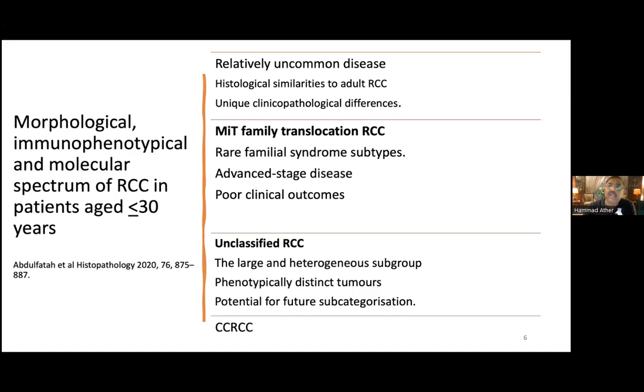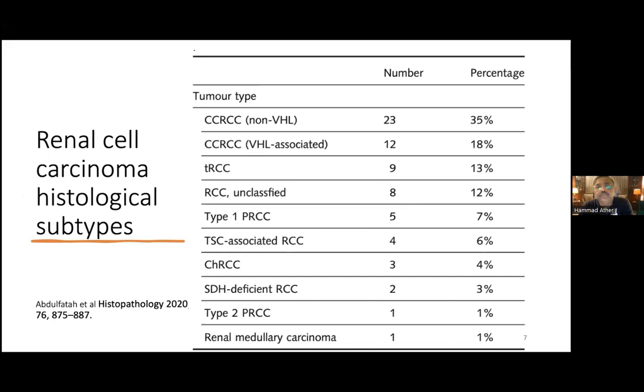And the 2022 WHO classification system of renal tumors have taken into account the various molecular and phenotypical features as well to give new classification or new names to these cancers. This is one of the papers published quite recently. In over 70 cases of young adult RCCs, they have noted that just under 50% are clear cell cancers. But there are certain other varieties.